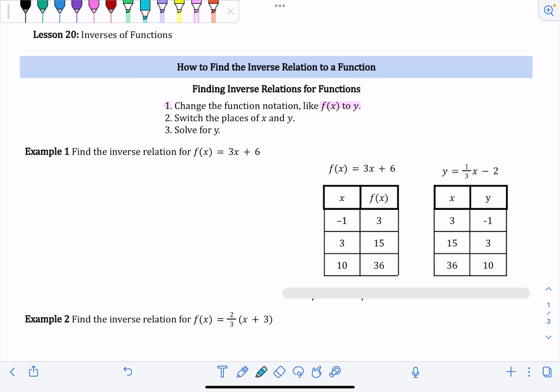And then step 2, switch the places of x and y, so that means literally just swap their location in your equation. And then step 3 is to solve for y, and that means to get y completely by itself to isolate it.